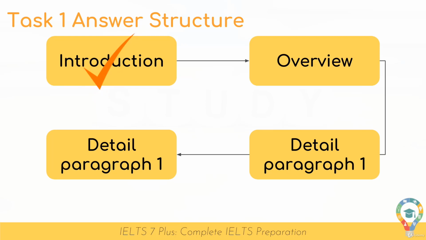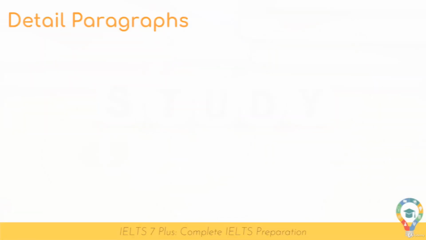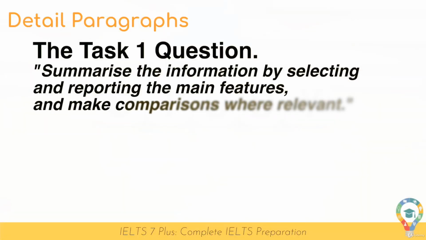We've completed our introduction and we've just looked at how to make an overview. Now it's time to take a look at what is in a detailed paragraph and how we can write one. I'd quickly like to return to the task 1 question, which will remain the same every time. Summarize the information by selecting and reporting the main features and make comparisons where relevant.